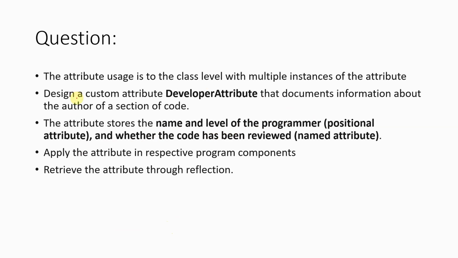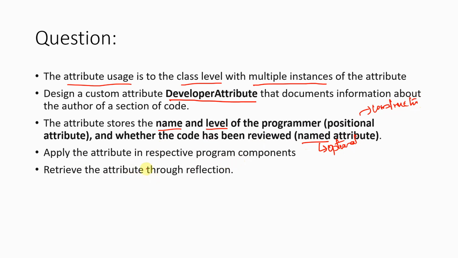And this is the question we are going to implement in this video. We want to specify the attribute usage so that it is applicable at the class level and multiple instances of the attribute are allowed. And the next step, I want to create a developer attribute. The custom attribute we are creating is the developer attribute, which contains the name and level of the programmer as positional attributes. So these 2 must be passed in the constructor. And the next is reviewed, which is a named attribute, an optional attribute.